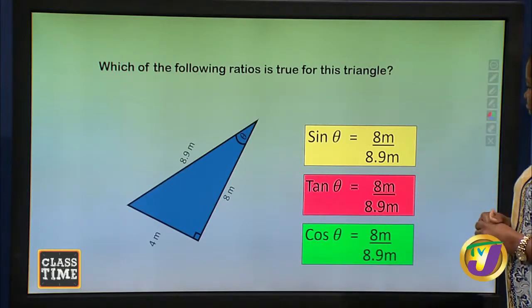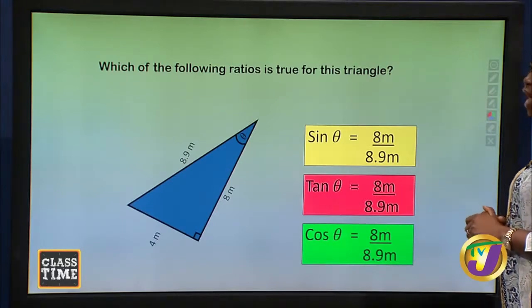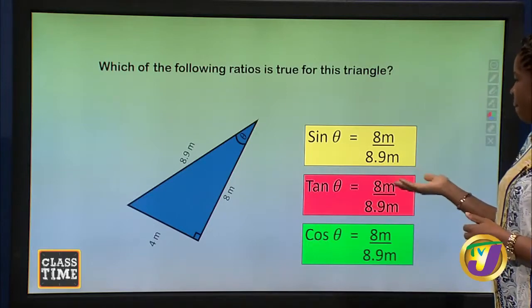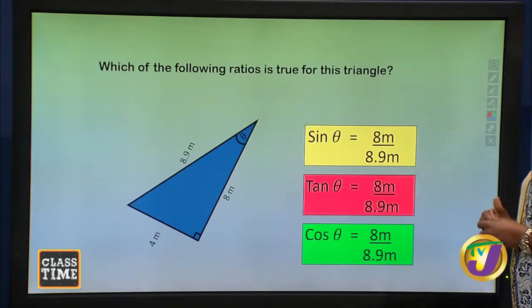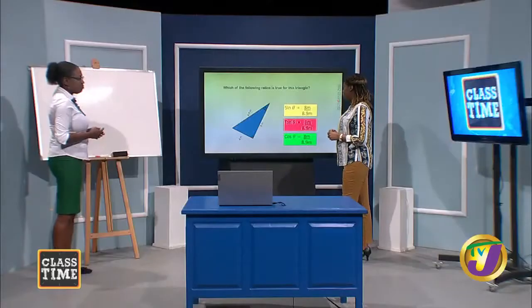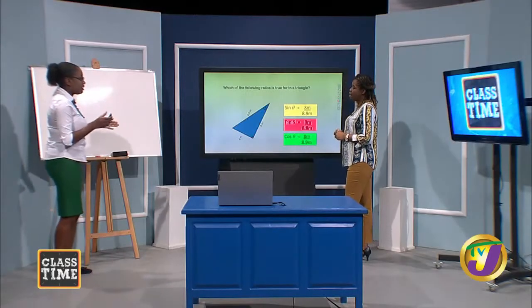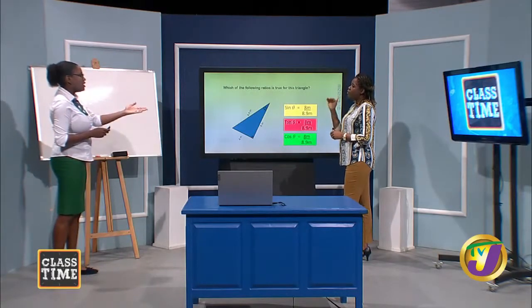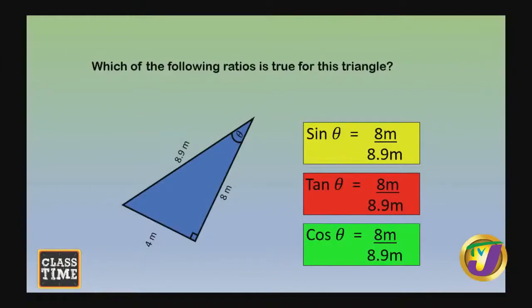What about tan theta? With tan, we're looking at opposite again, so clearly this one is also wrong. We can't use tan. So using elimination, we would say cosine. But let's check to make sure that it's actually correct. The cosine of theta would be adjacent over hypotenuse. The adjacent side here is 8 meters and the hypotenuse is 8.9 meters. So that would be the correct statement.